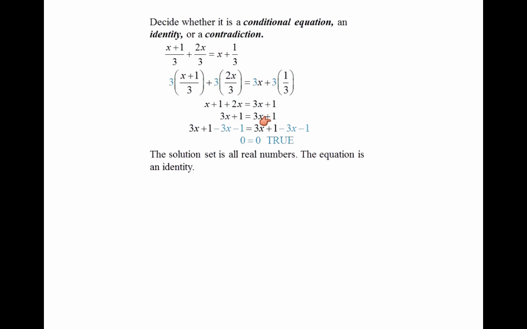So now I have a linear equation to solve, and once I isolate the variables and combine like terms, I get 0 is equal to 0. That is always true, so that would be an example of an identity. All real numbers work for this example.